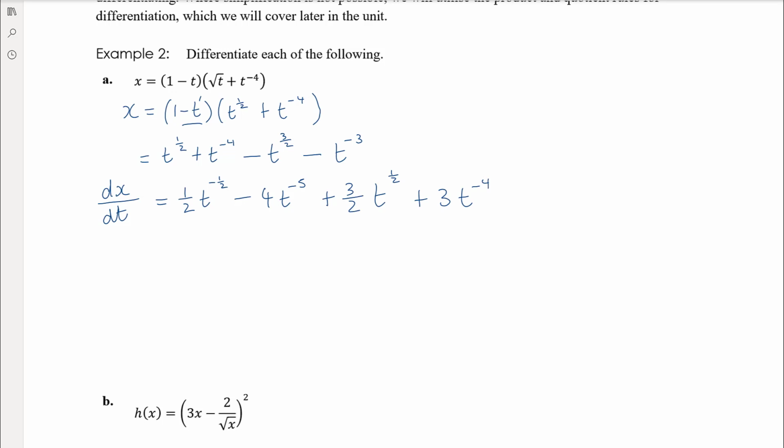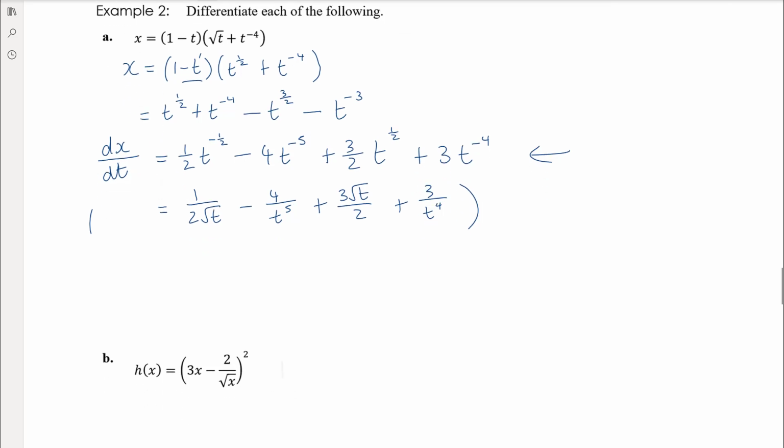Again, you can, if you want, rewrite this. This will be 1 over 2 root t. This will be minus 4 on t to the power of 5. This one will be 3 root t on 2. And this one will be 3 on t to the 4, okay? But you don't need to. You're perfectly fine here. You have done what the question asked, which was to differentiate. The second line isn't any more simple. It's just a different way of writing the same things. So there isn't an issue of simplification here. It is just a different way of writing it.